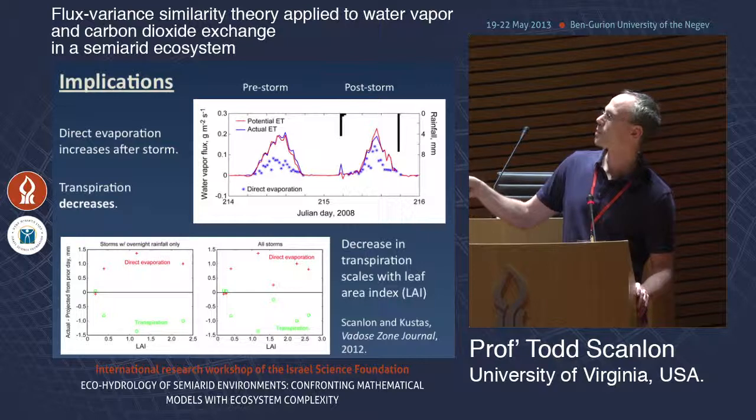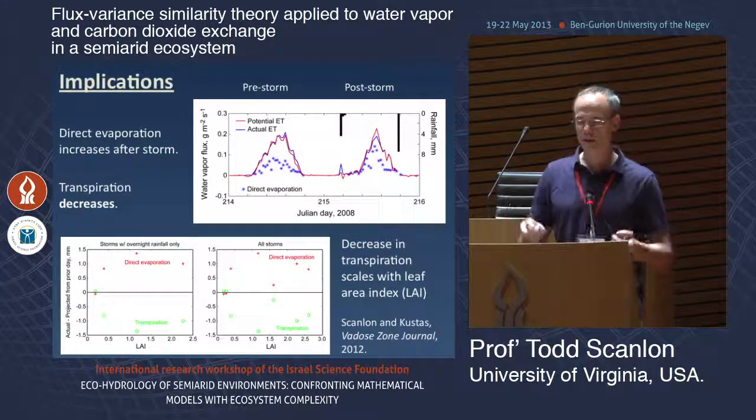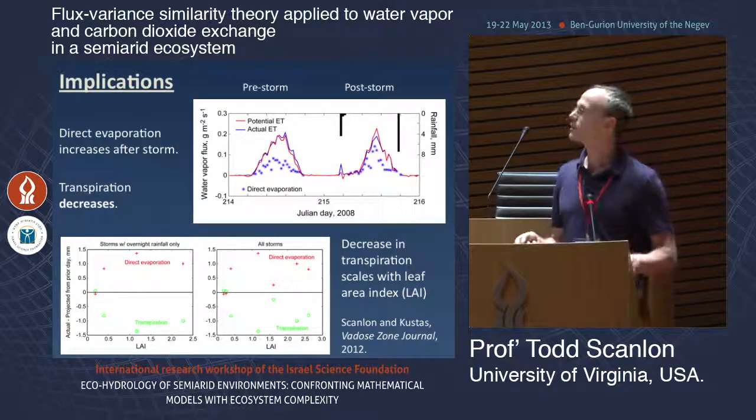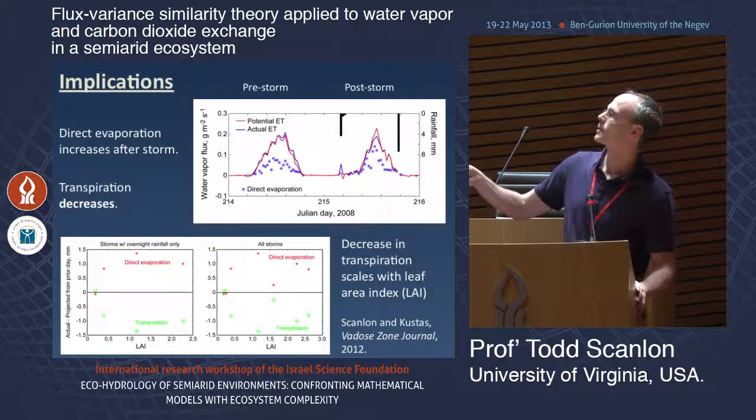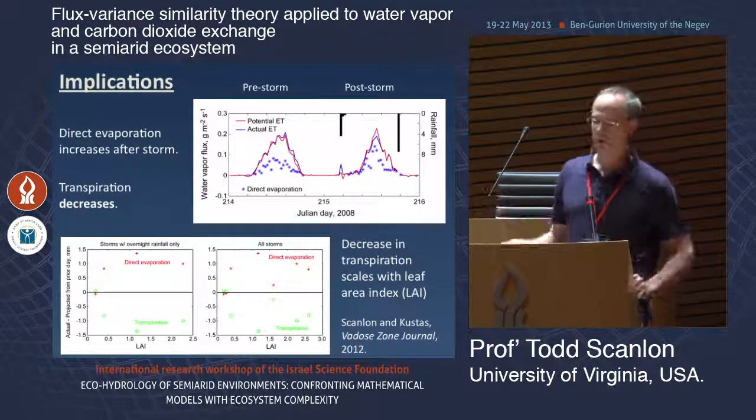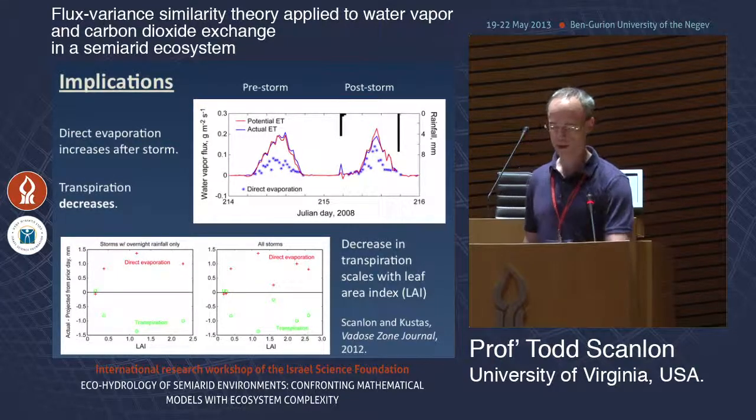And we find that that is correlated. There's some relationship with the leaf area index, which makes sense. The more leaf area you have, the more interception storage you have. But it is kind of interesting how you see this trade-off effect between the direct evaporation and transpiration. So when you get these rainfall events, the next day the transpiration is decreasing.